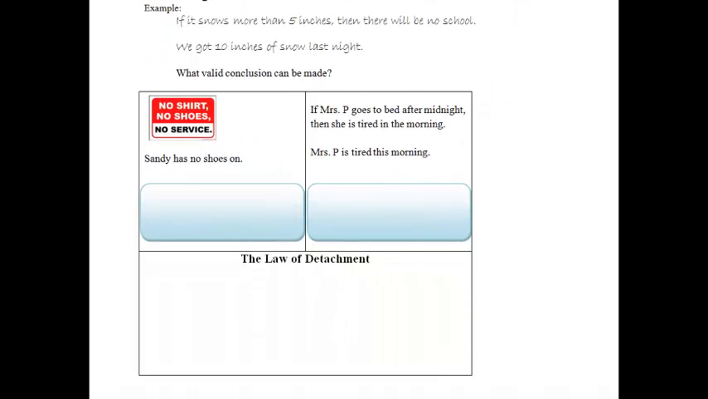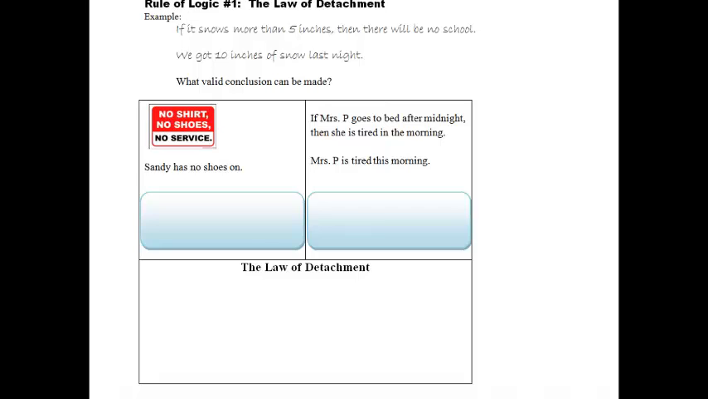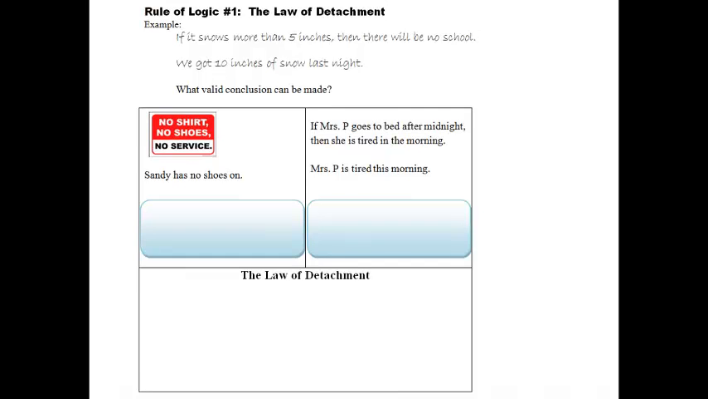Now, what are the rules of logic? The first rule of logic that we're going to look at is called the law of detachment. And the law of detachment works pretty simply. Let me show you with this example. Let's say we have a rule at school that says if it snows more than 5 inches, then there will be no school, so it's going to be canceled. And then suppose we get up in the morning and we see outside that we had 10 inches of snow last night. So is there some valid conclusion that we can make?